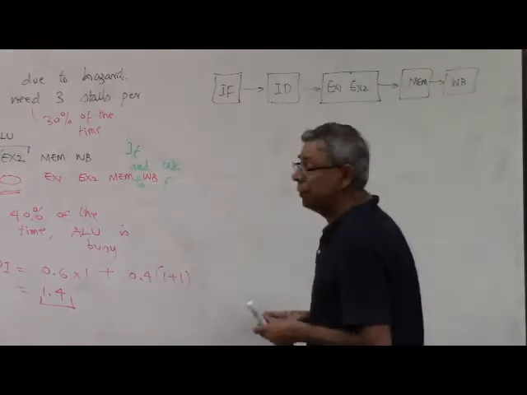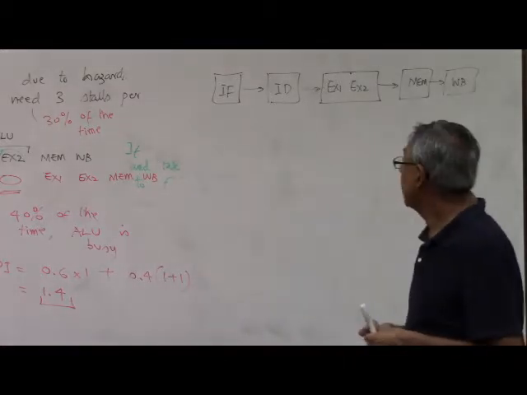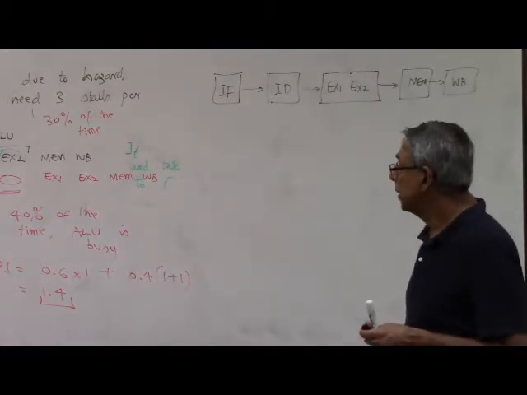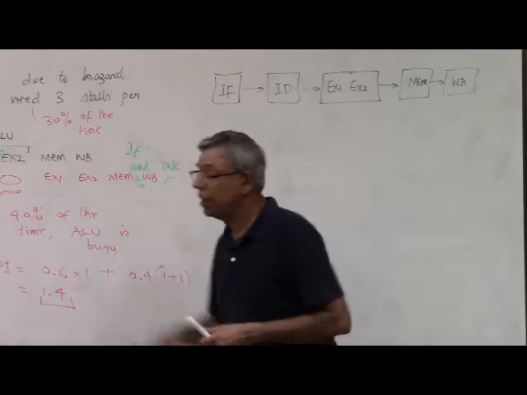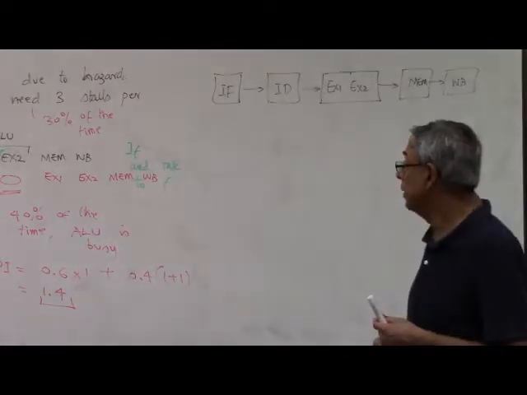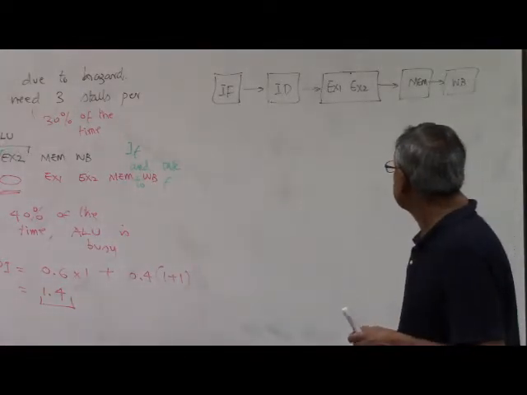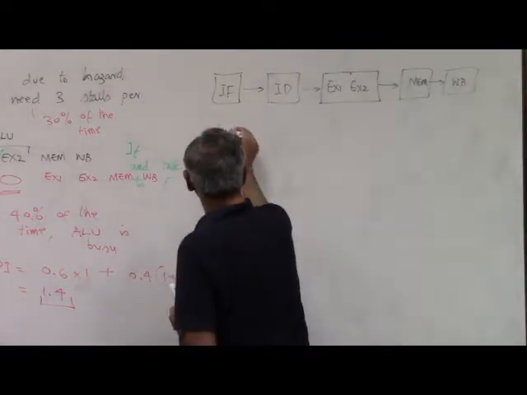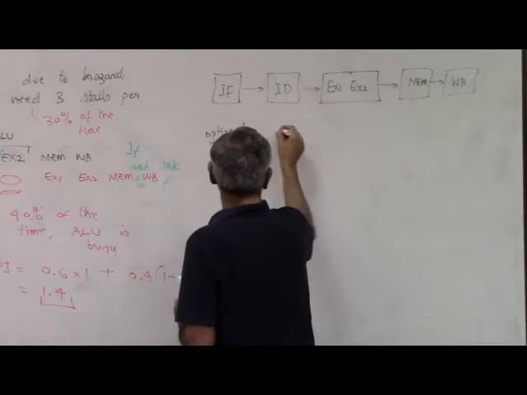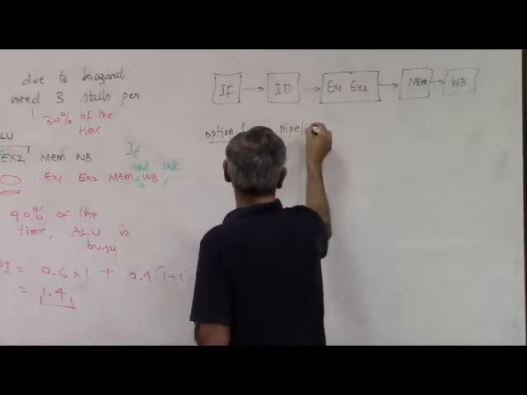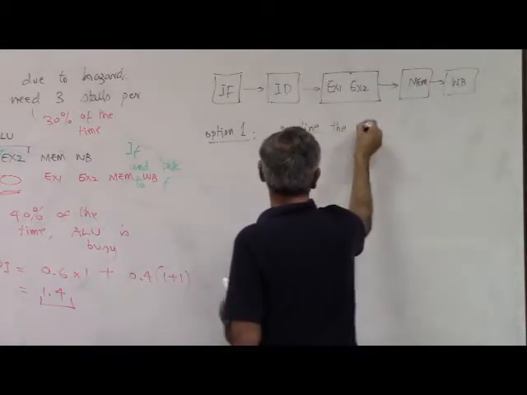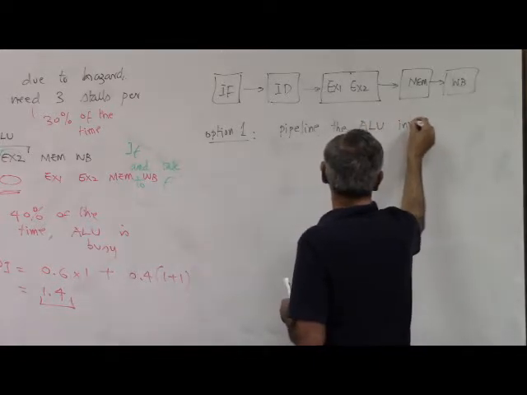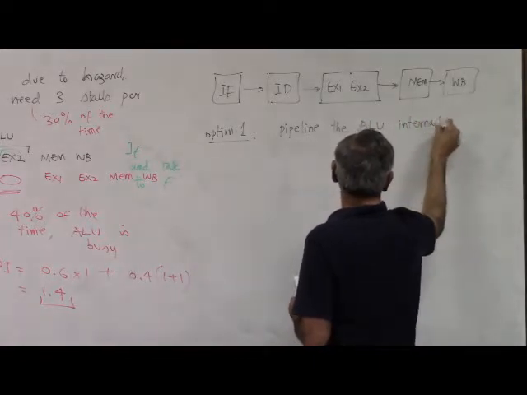Okay, so from a pipelining point of view, we have 2 options. See, our goal is not to put a slowdown over here. So option 1: pipeline the ALU internally.